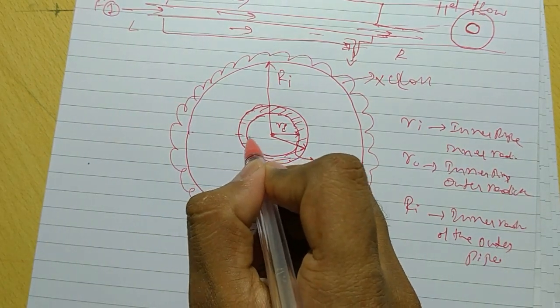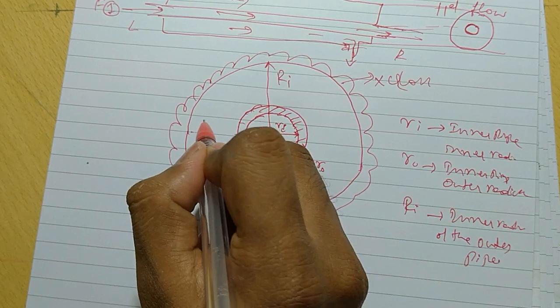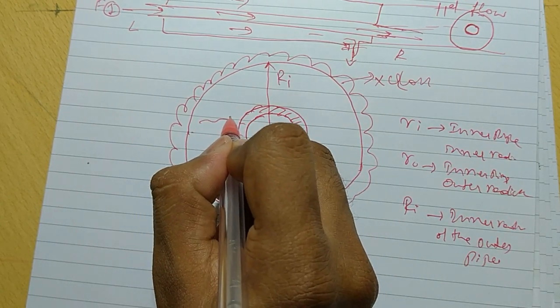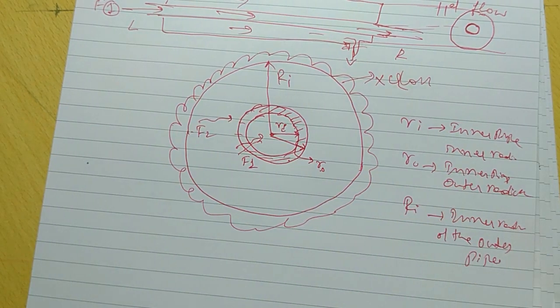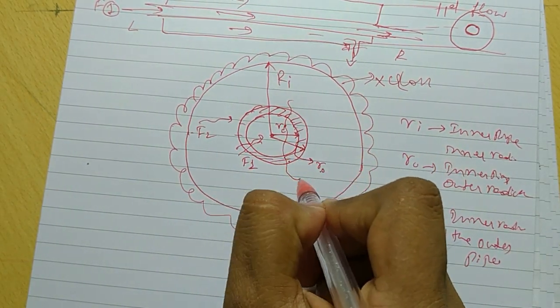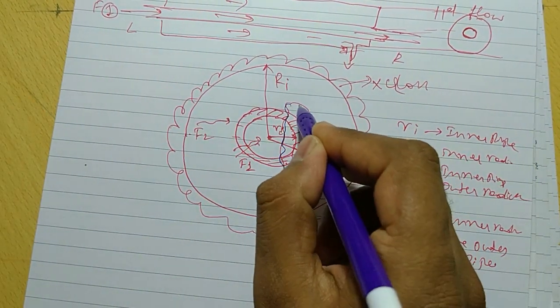Inside the pipe, fluid 1 is moving at a different temperature. In the outside pipe, fluid 2 is moving at a different temperature. Now you consider only this one. I will consider only this area.